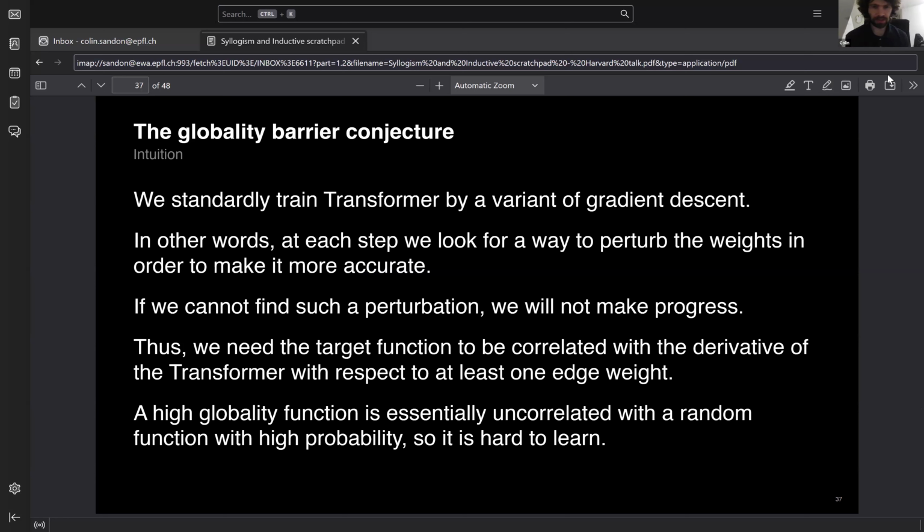So in order to get anywhere, we typically expect that we'd need at least one of the derivatives of the function's behavior with respect to its edge weights to be correlated with the function we're trying to learn. And you'd expect each of these derivatives to be essentially random. So since a high globality function is essentially uncorrelated with a random function, we'd expect that we won't make progress.